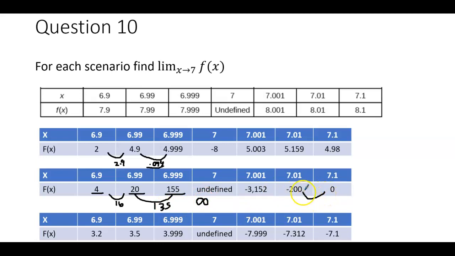We go from 0 to negative 200, so it dropped by 200. And then from here to here, it dropped even more. I don't know what that would be, though, so I'm not going to try to calculate it. But it's dropping into negative infinity.